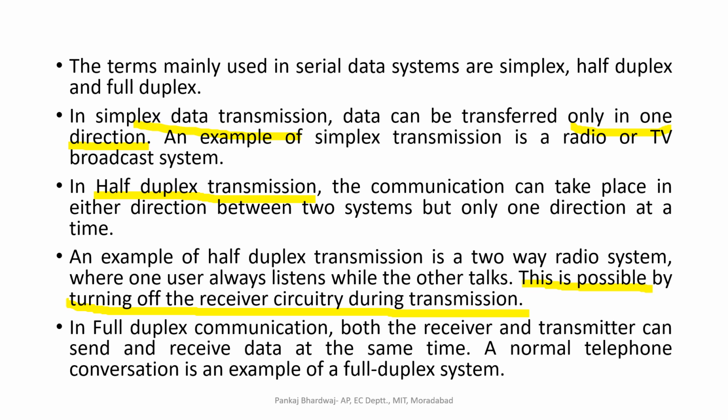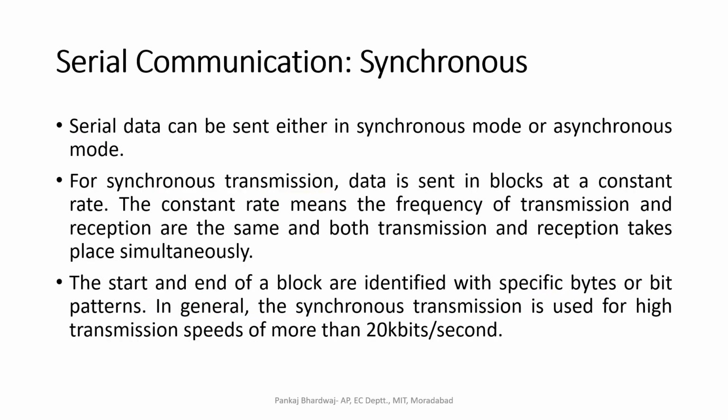The third category of serial communication is full duplex communication, in which both transmitter as well as receiver can send or receive data at the same time. Normally, a telephone conversation is an example of a full duplex system, because over the telephone channel we can communicate from the transmitting end as well as from the receiving end at the same time.